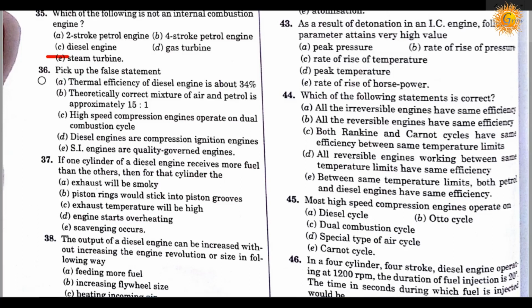Question number 36. Pick up the false statement. Option A: thermal efficiency of a diesel engine is about 34%. Option B: theoretically correct mixture of air and petrol is approximately 15:1. Option C: high speed compression engines operate on a dual combustion cycle. Option D: diesel engines are compression ignition engines. Option E: SI engines are quality governed engines. So the correct answer is E.